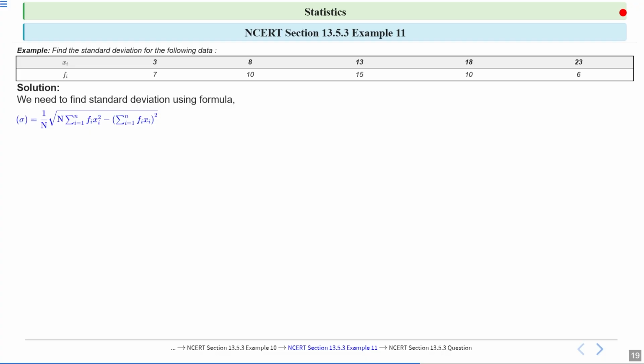So here is the formula. We will use sigma equal to 1 divided by n times the square root of n times the sum from i equal to 1 to n of fi times xi squared, minus the sum from i equal to 1 to n of fi times xi, whole squared. So we will substitute our values into this formula step by step as we solve the problem. Here fi is the frequency, xi is the data point, and n equal to the sum of fi from i equal to 1 to n.